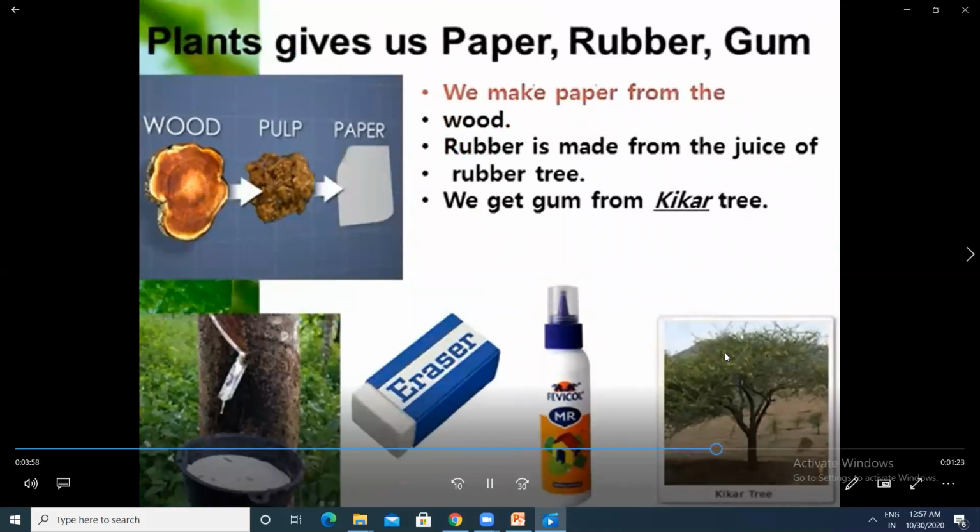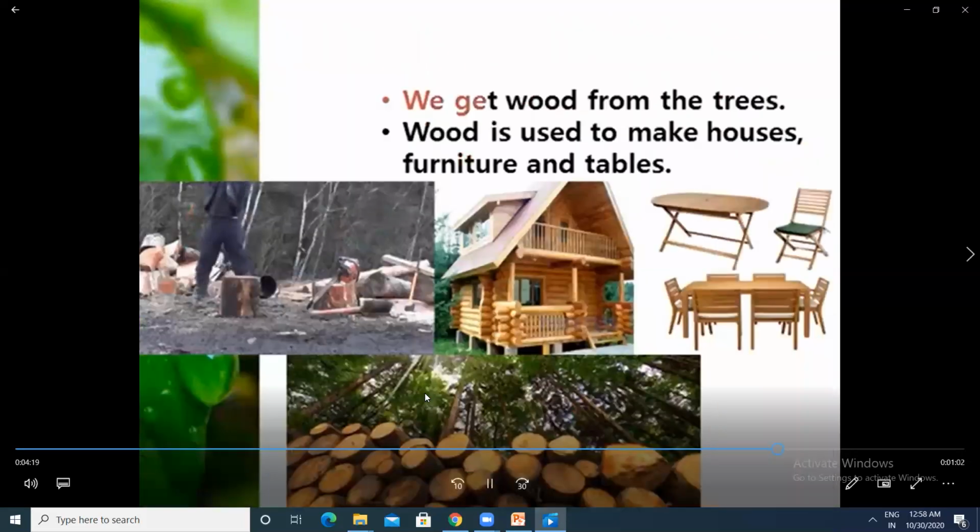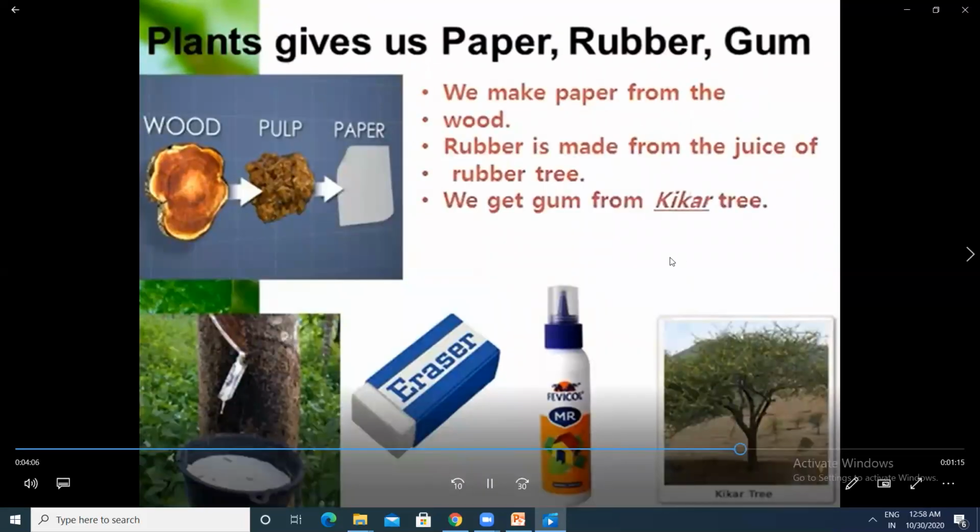Now the next one is, plants also give us paper, rubber and gum. We make paper from wood. Rubber is made from rubber juice. We collect the rubber juice and then make rubber from it. From the rubber we make erasers and tires. We also get gum from the kikar tree, and we use it for making glue, for example Fevicol.